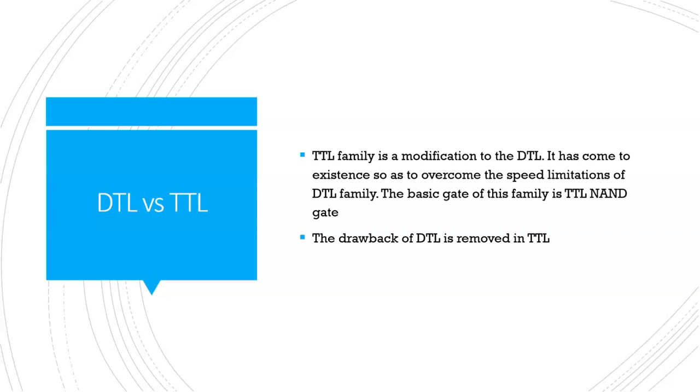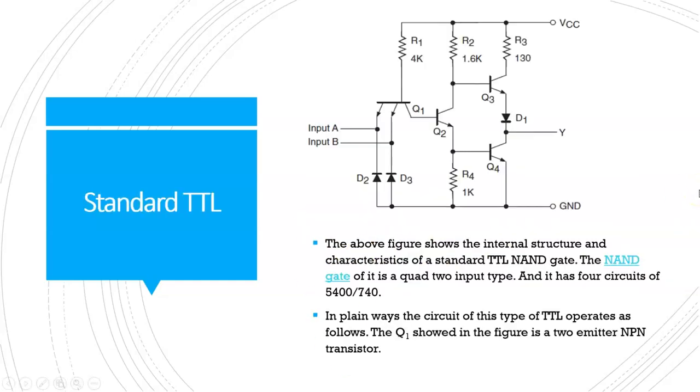Compared to the speed of operation and other factors, the major drawback in DTL was speed of operation, and you were unable to get the exact output at exact time. So there were speed limitations in DTL. The basic gate of DTL will show the improvement in the circuit. So this is the standard TTL circuit, and this circuit is also called the totem pole configuration.